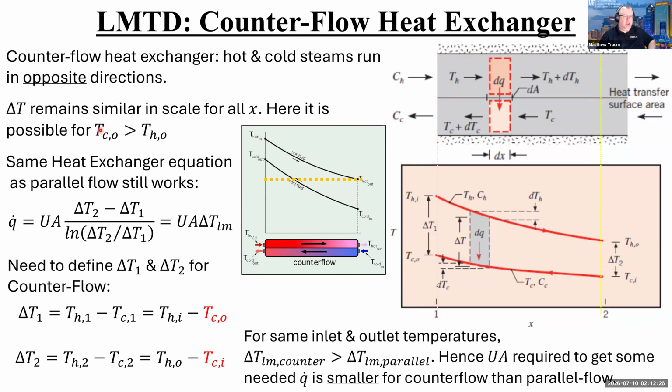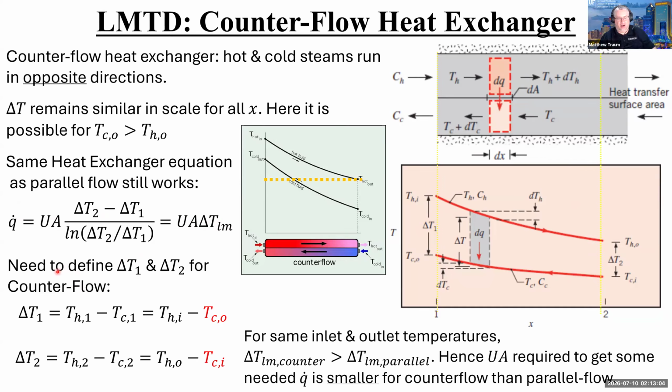Okay, the same equation that we got for the parallel flow heat exchanger works for the counterflow heat exchanger. All we need to do is get the correct values for delta 1 and delta 2 and plug those into the expression for log mean temperature difference, and out will pop a delta T log mean, right? Which we can then plug in to our heat transfer equation for heat exchanger and figure out Q, which is usually the ultimate goal. Okay, so we need to define delta T1 and delta T2 for counterflow heat exchangers.